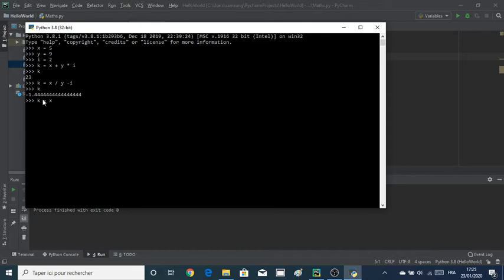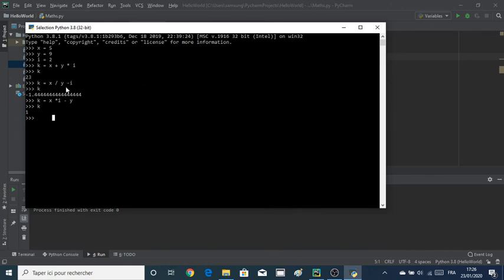And now k equal x multiplied by i minus y. What is the solution? Yes, it's 1. x multiplied by i, 5 multiplied by 2, 10. 10 minus 9 equal 1.